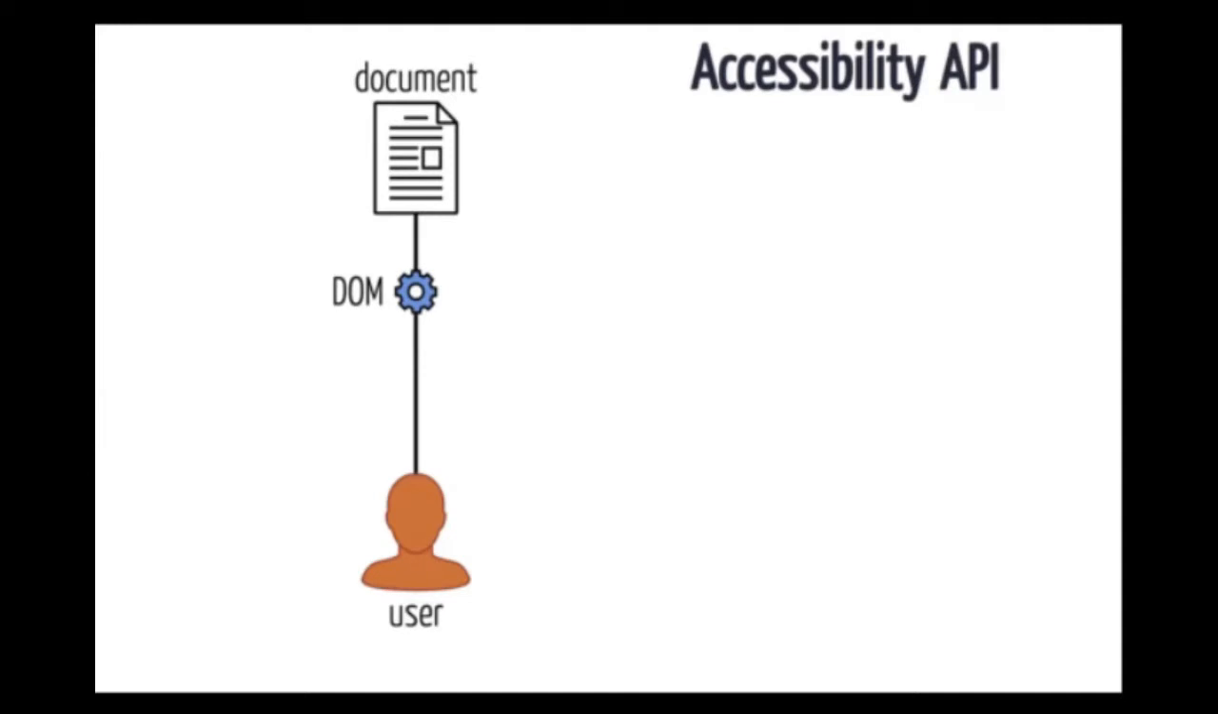And that's a pretty straightforward transformation, right? Document gets turned into a DOM, document object model, and that's presented in the browser. It's a little more circuitous for a screen reader. For them, the DOM is converted into an accessibility tree. This is a subset of everything else that's in the document.